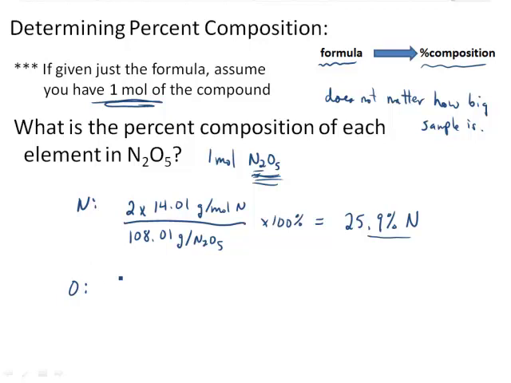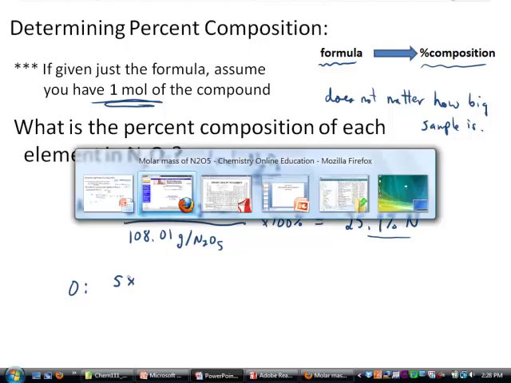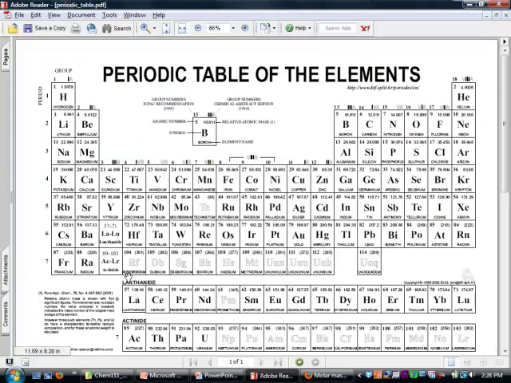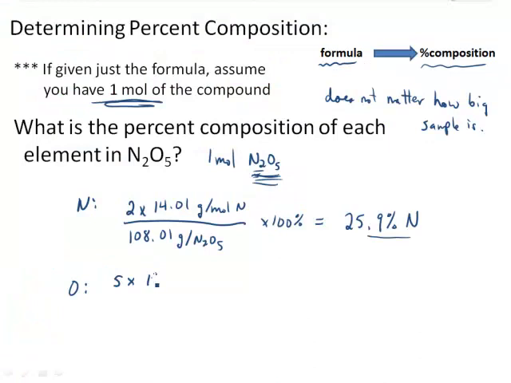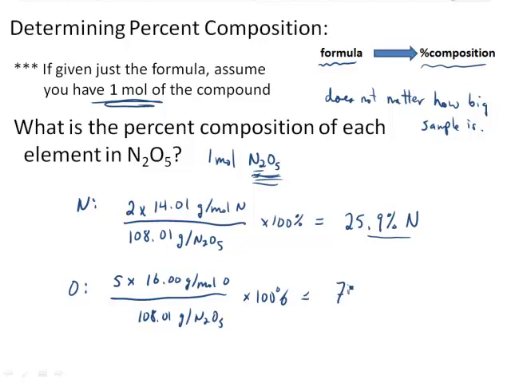So for oxygen, you have 5 oxygens times the molar mass for oxygen, 15.999, so it's 16.00 grams per mole of oxygen, divided by the same molar mass for the compound, 108.01 grams per mole of N2O5, times 100%. And if you do that, 5 times 16 equals that, divided by 108.01, 74.1%. So it's a good check to see when you're done if they all add up to 100%, and they do. That's it.